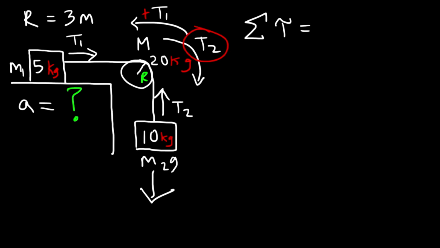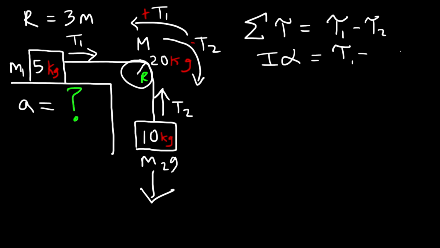T2, this tension force, will create a negative torque because it will cause the disk to rotate in the clockwise direction, which I assigned earlier as a negative torque value. So the net torque of the system is going to be the positive torque T1 minus the negative torque T2. And the net torque is equal to inertia times alpha, in the same way as net force is mass times acceleration. So the net torque is the inertia times the angular acceleration, based on Newton's second law for rotational motion. That's going to be the difference between torque 1 minus torque 2.